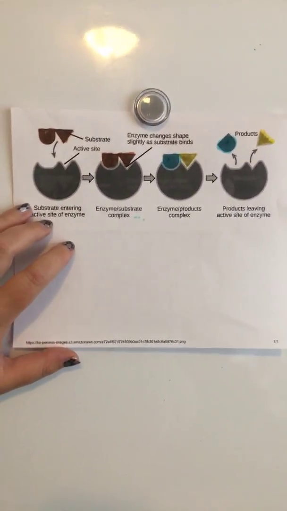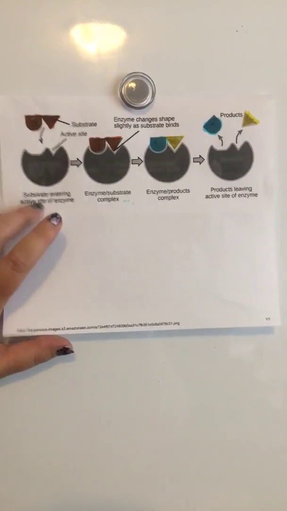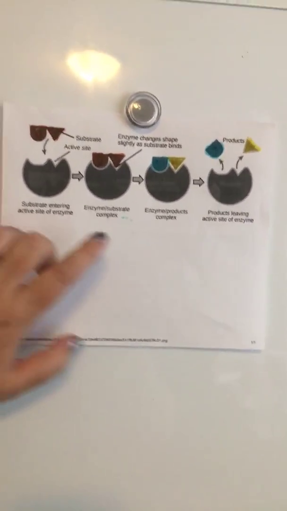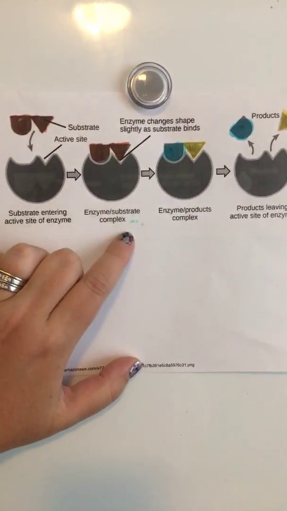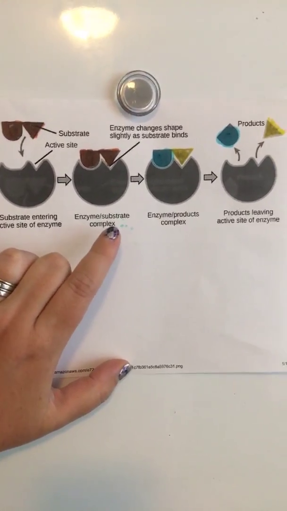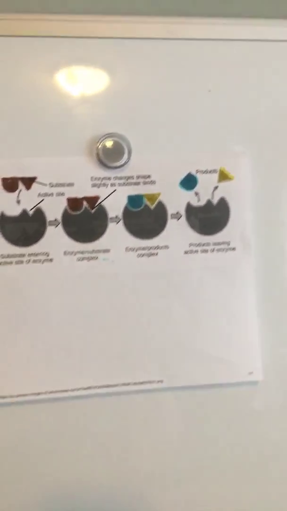So make sure when it asks what happens right after the substrate enters the active site, we're going to be making the enzyme substrate complex. So remember these 3 steps, or 4 steps. I hope that was helpful.